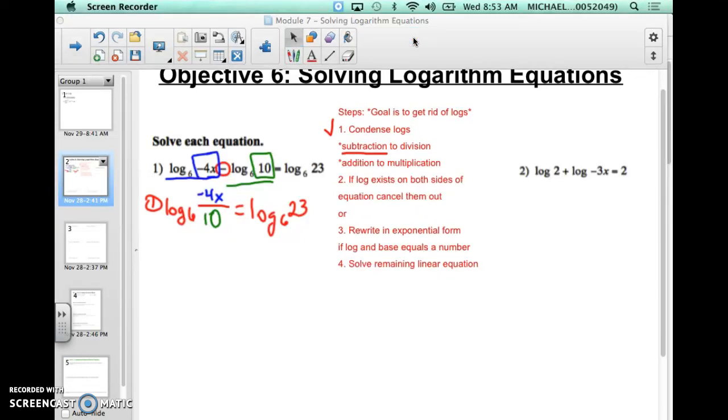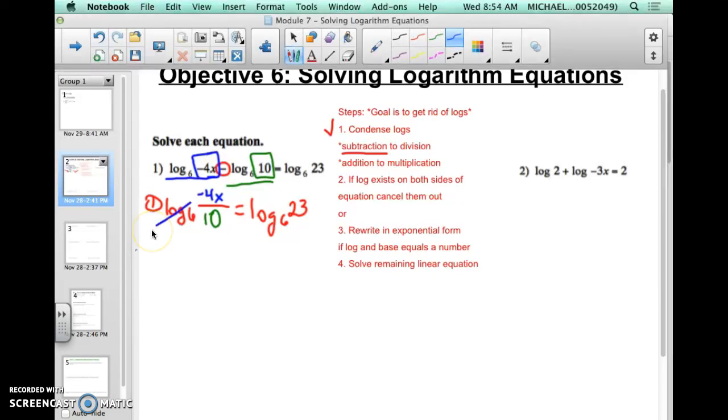The second step says if log exists on both sides of the equation, you cancel out the logs. So in this case, if you notice, I condensed the left-hand side of the equation, and now I have a log base 6 on the left-hand side of the equal sign and a log base 6 on the right-hand side of the equal sign. And if this is ever the case, which you will be presented with in your practice work, you can go ahead and cancel them out. Whatever exists on one side, if it's the same on one side as it is on the other, you can cancel them out. Technically, I would divide by log base 6 on one side, and then whatever is divided, the same on top and bottom, reduces down to 1, or you can just cancel them out. So that's step 2 for this one.